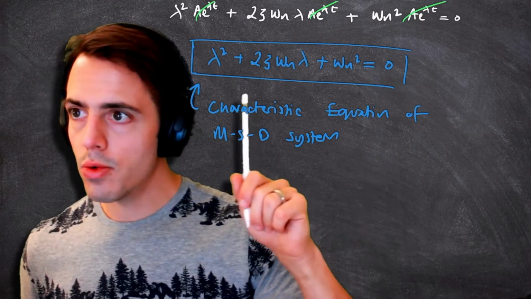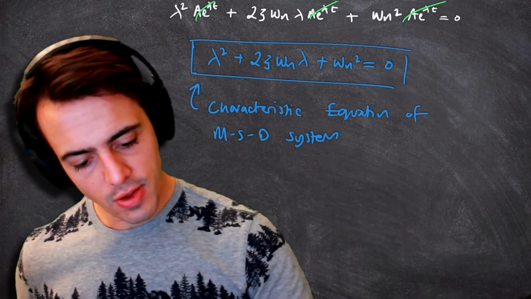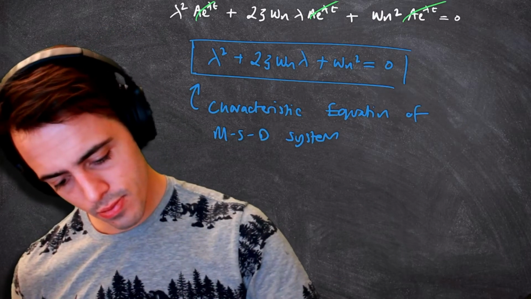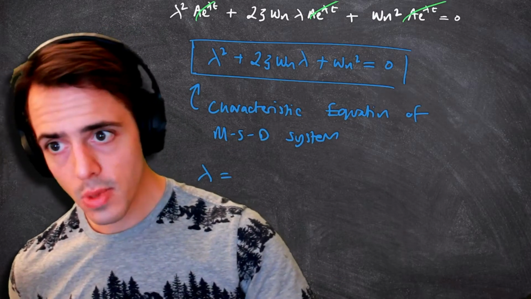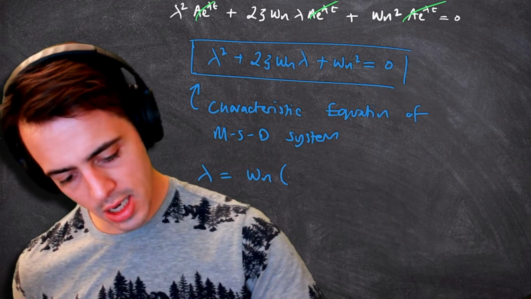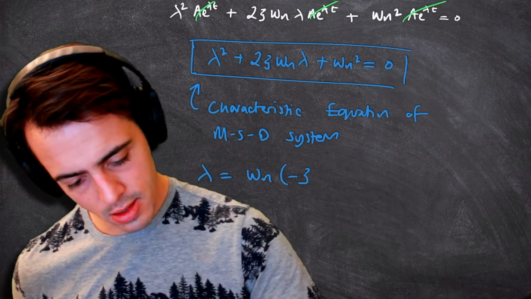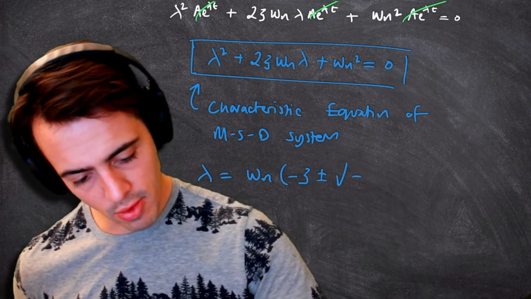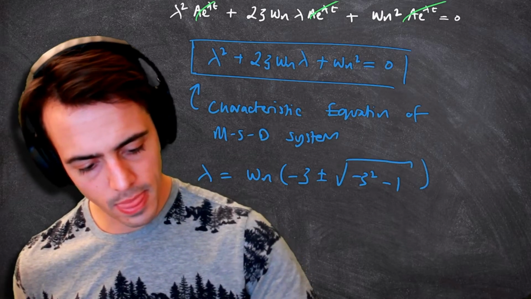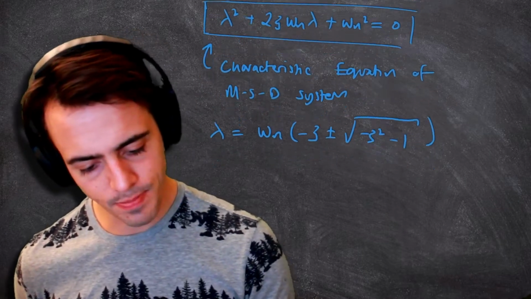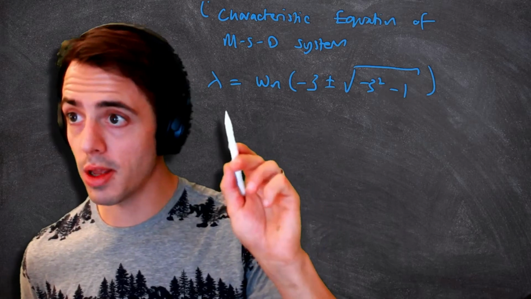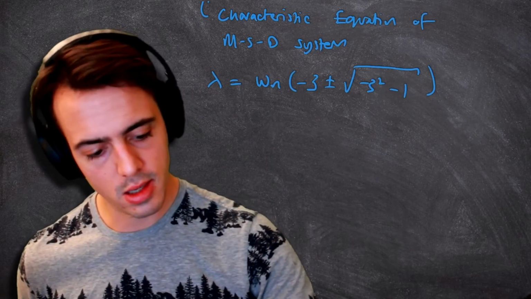The roots of this equation will be able to tell us about the stability of the system, and we'll show how. Using the quadratic formula, the roots of this equation are omega n times minus zeta plus or minus the square root of zeta squared minus 1. Skipped a couple of steps there. Then we can show the general solution of this by putting these back into the equation again.